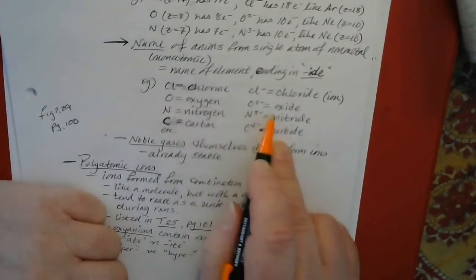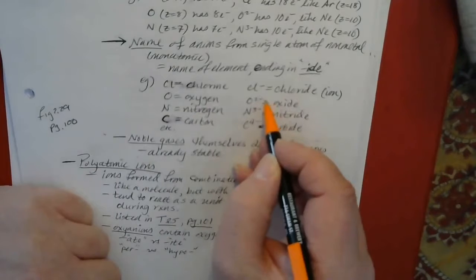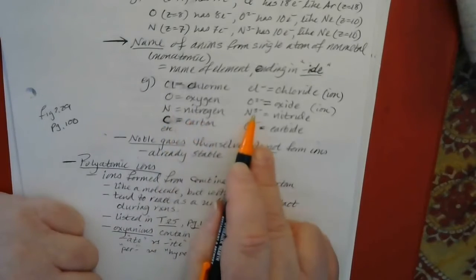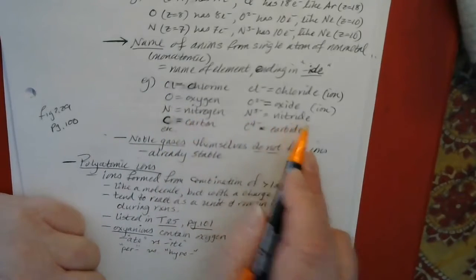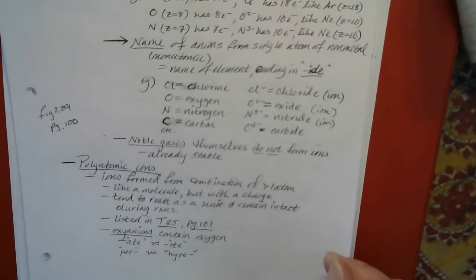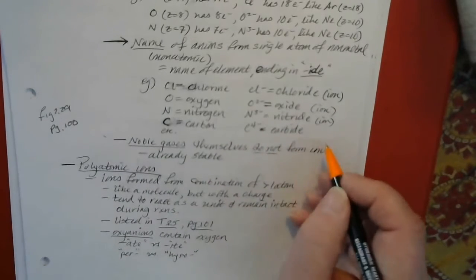Oxygen becomes oxide when it takes a -2 charge and becomes the negative ion. And again, you could call it oxide ion if you want. Nitrogen with its -3 charge becomes nitride, or nitride ion. Carbon is in group 4, and you have to jump 4 spaces to get to the next noble gas. And so carbon will gain 4 electrons and have a -4 charge, and that's known as a carbide ion.